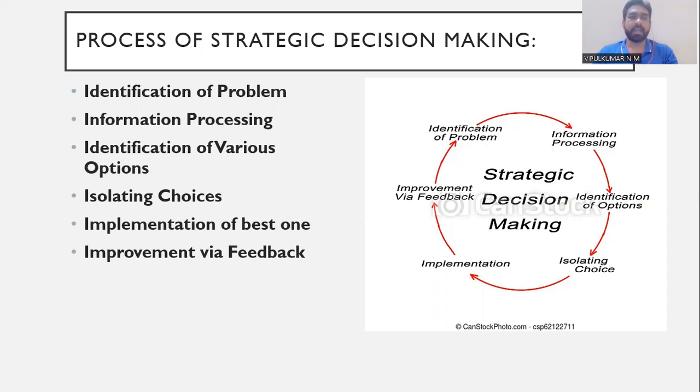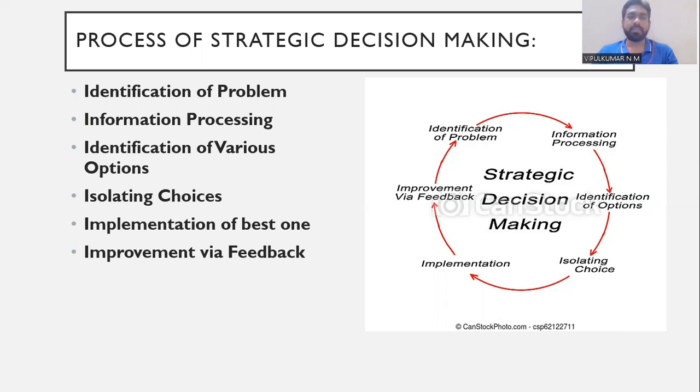The first step is identification of the problem. We know that there is a saying in English: a well-defined problem is half solved. We need to identify what problem is faced by the company so that we can find a solution for that problem. So that is the first step or process of strategy decision making.